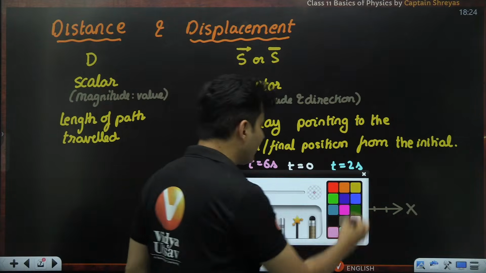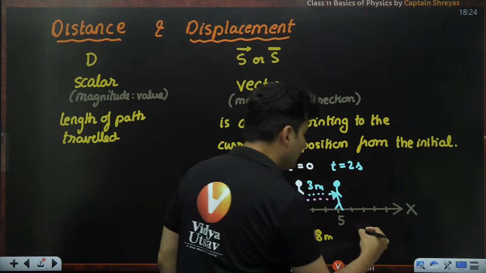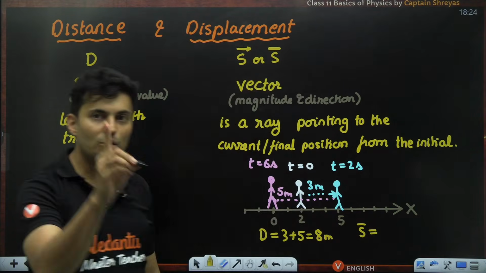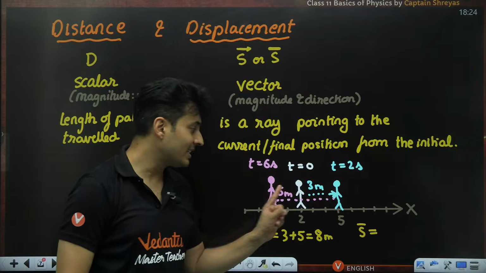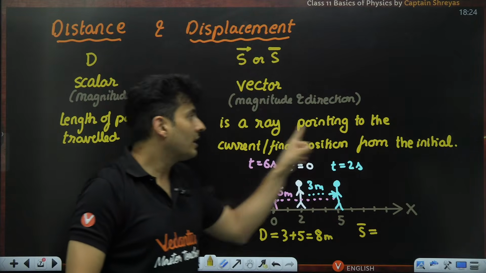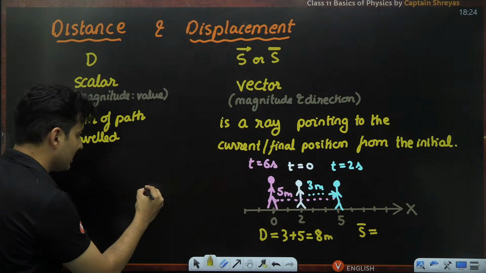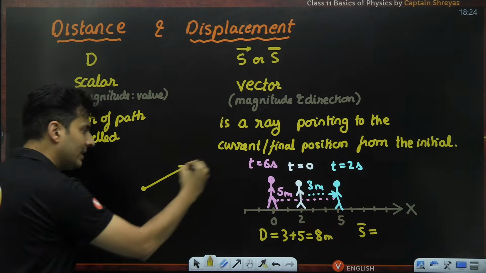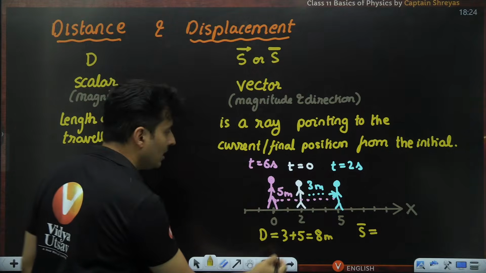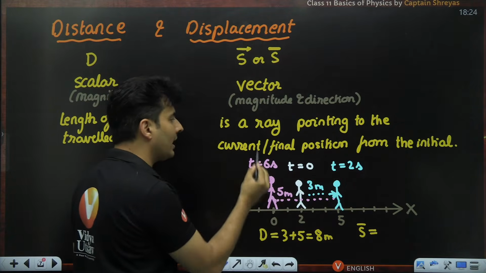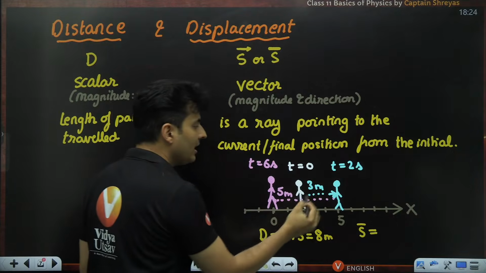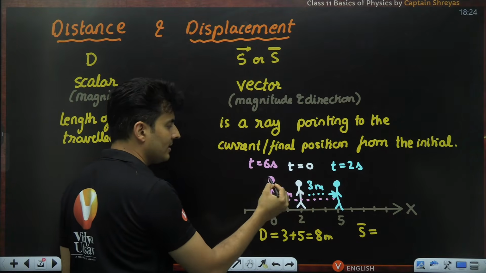But if I ask you, what is my displacement? Then you need to be careful. Yes, displacement is the ray. Ray means it has a start and it has an end with an arrow mark. It has a direction associated with it. It is a ray pointing to the current or the final location from the initial location. This is initial, this is final.